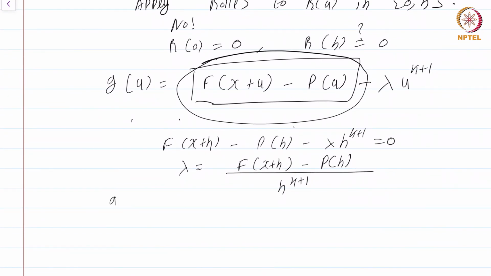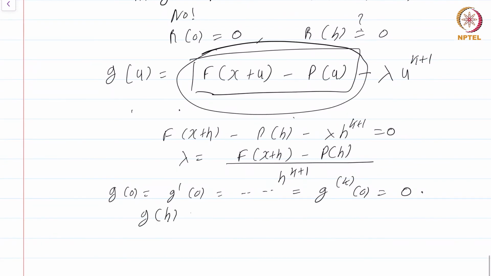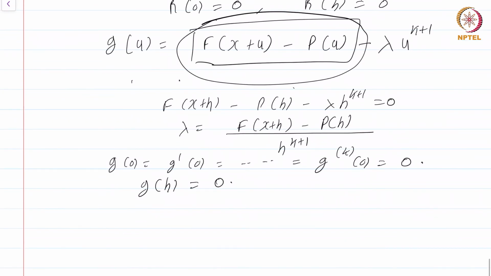Now, observe the way we have done it. g of 0 equal to g prime of 0 is equal to dot dot dot is equal to g k of 0 is equal to 0. We know this, and we also know that g of h is 0. That's all we know. Now applying Rolle's theorem, we get a point theta 1. Again, I'm going to assume that h is greater than 0 for convenience. Analogous arguments will hold when h is less than 0. There is a theta 1 in the open interval 0h such that g prime of theta 1 is 0.